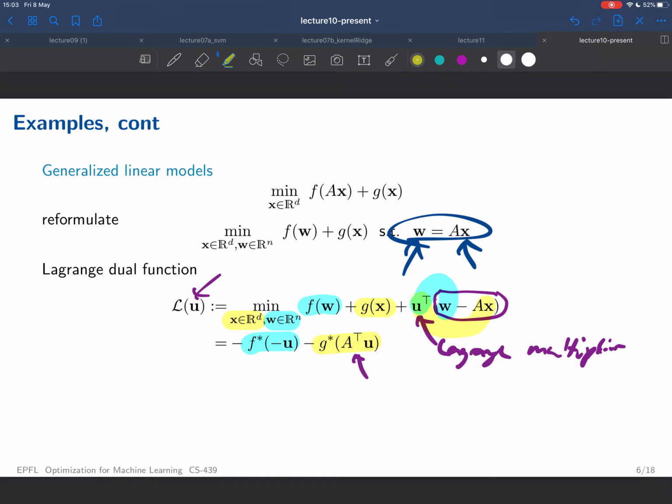And there is a minus outside, and that's because the conjugate definition was a max, not a min. Just for reference, let me put again what the conjugate definition is. The conjugate of y is defined to be the max over x of x times y minus f of x. And so this is minus the min of minus this stuff.